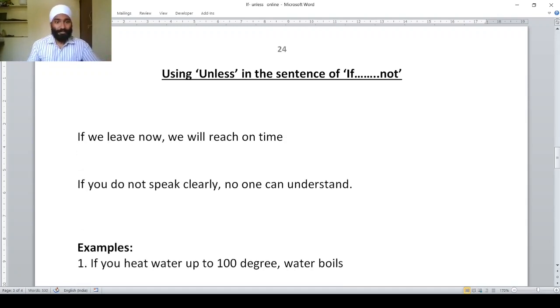First of all, we shall see the positive sentence. See on the screen, if we leave now, we will reach on time. Two clauses are there. The clause which is introduced by if is subordinate clause, subordinate adverb clause of condition. So it is showing the first condition, and the main clause, we will reach on time, is showing the another condition. The sentence is telling us that if we leave now, we will reach on time.